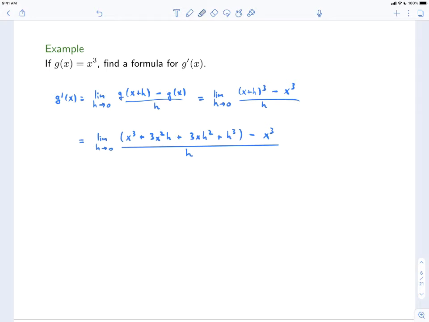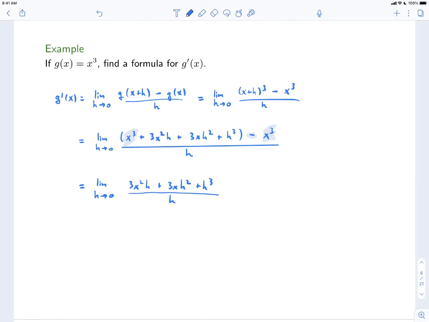The first thing to notice is that we have an x cubed at the front, and we also have an x cubed at the end. And of course, we're subtracting the one at the end. So those x cubes are going to go away. And what are we left with? We're left with the limit as h goes to 0 of 3x squared h plus 3xh squared plus h cubed. And all of this is divided by h.